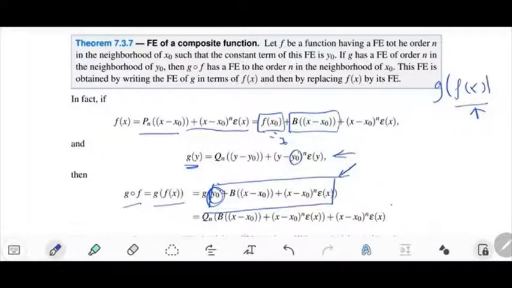And why is that? Because this is only valid if when y tends to x0, this tends to g of y0.